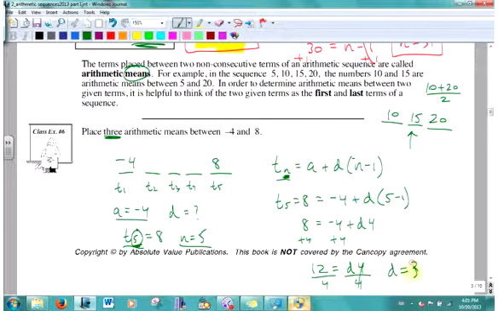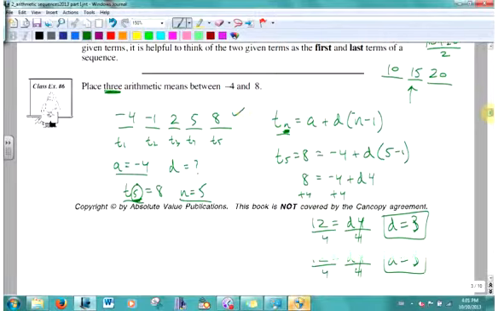Okay. There's D, but I wasn't asked to find D. Can we find out what T2 is? -4 plus 3 is -1. -1 plus 3 is 2. 2 plus 3 is 5. And we see 5 plus 3 is 8. So it works. Okay?